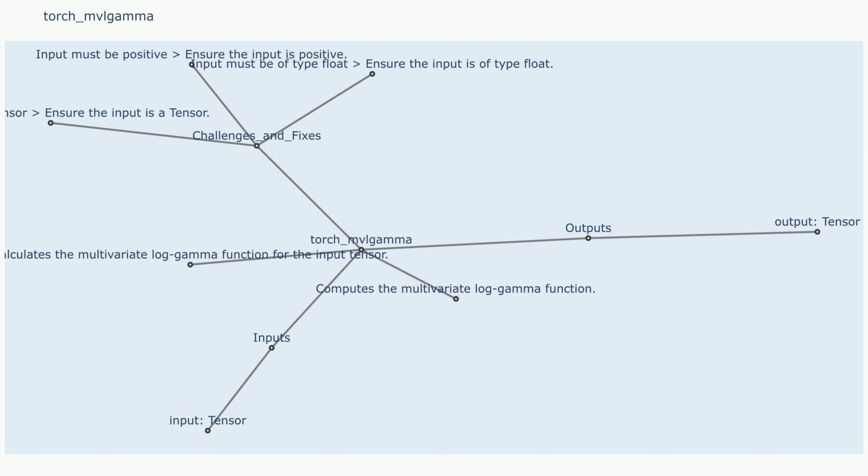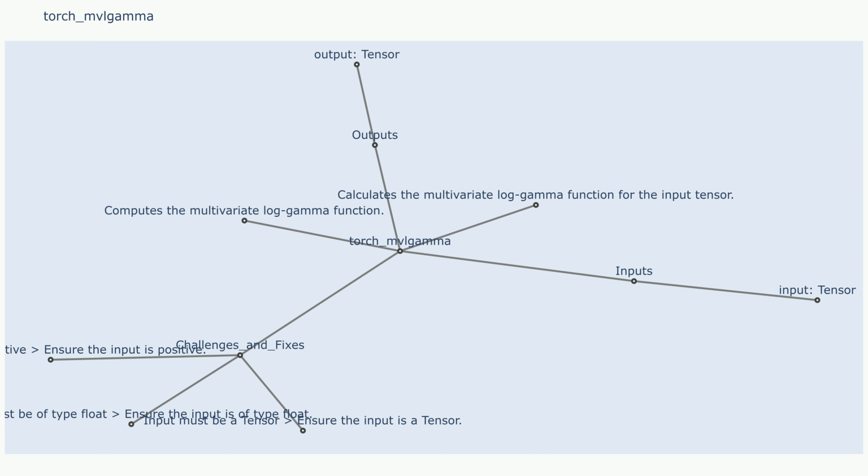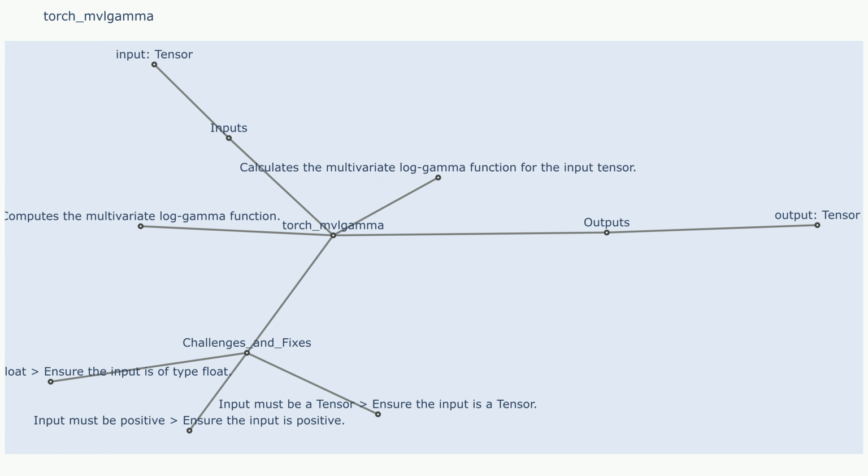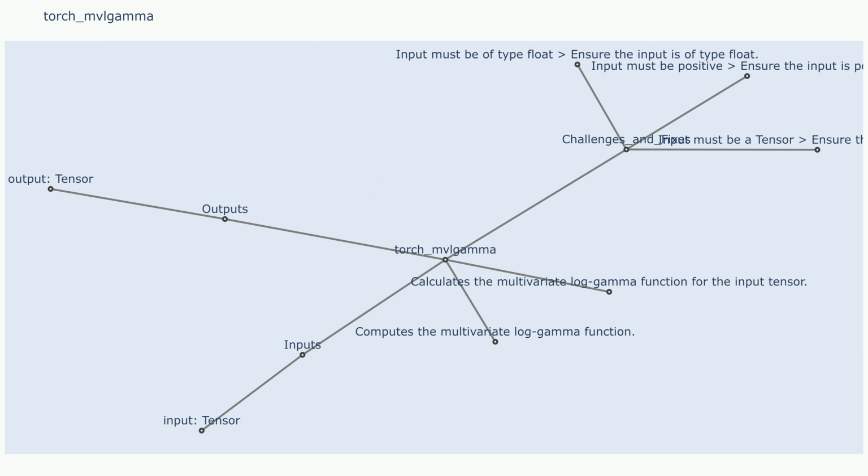torch.mvlgamma. Description. The torch.mvlgamma function computes the multivariate log gamma function. This function is commonly used in Bayesian statistics and machine learning for calculating a normalization constant of certain probability distributions, such as the Wishart distribution.